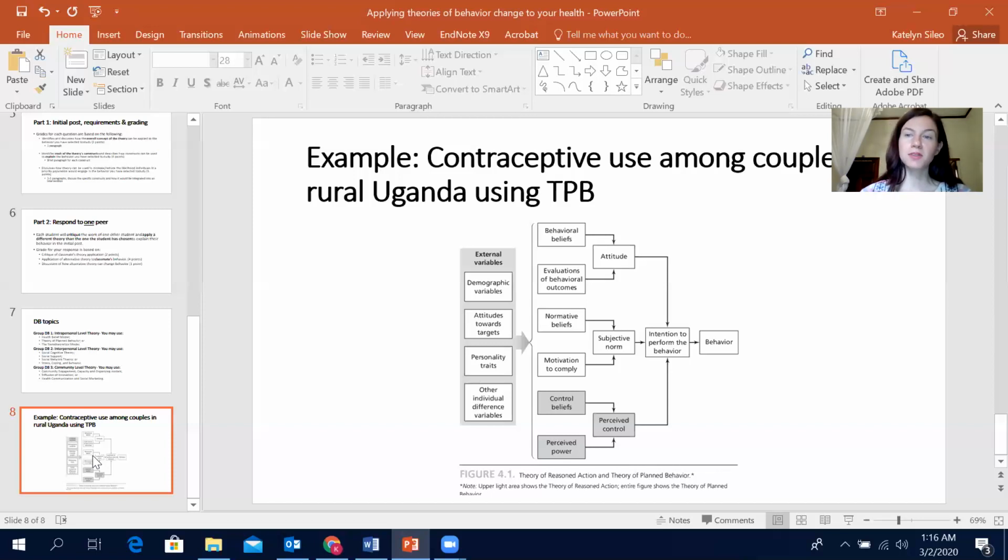Then again, if I was doing this assignment in my response to my peer, I would not be applying this to contraceptive use. I would be applying a different theory than they used to whatever behavior they're focused on.